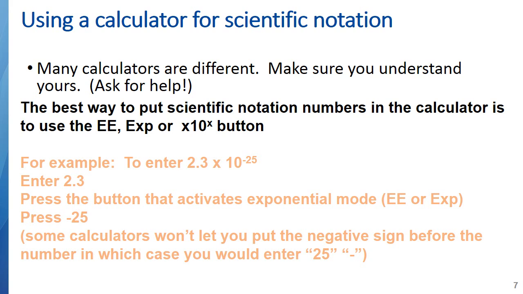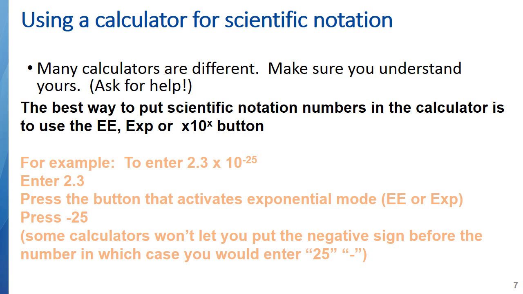So for example, if you're trying to enter the number 2.3 times 10 to the minus 25th, you would enter the number 2.3, then press the button that activates the exponential mode. That's like putting in the times 10. And then all you have to do is put in the exponent. So 2.3 EE negative 25. And keep in mind, there's a few cheaper calculators that won't let you put a negative in before you put the number in. If that's the case, put the 25 in and then the negative. Most calculators these days let you put the negative in first and then the number.